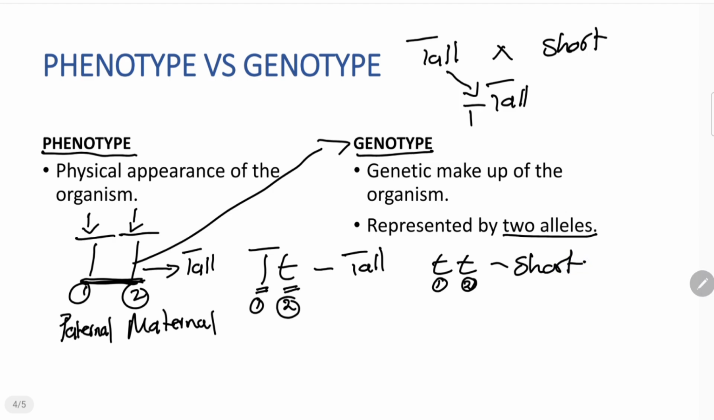Now, there's a very simple observation to make here. For the recessive trait to be expressed, the genotype must be made of two recessive alleles. Because if the genotype is not made of two recessive alleles, like it is the case in this example, then the dominant trait will always win.